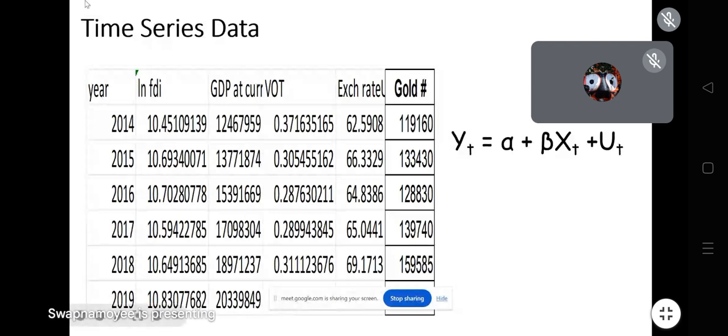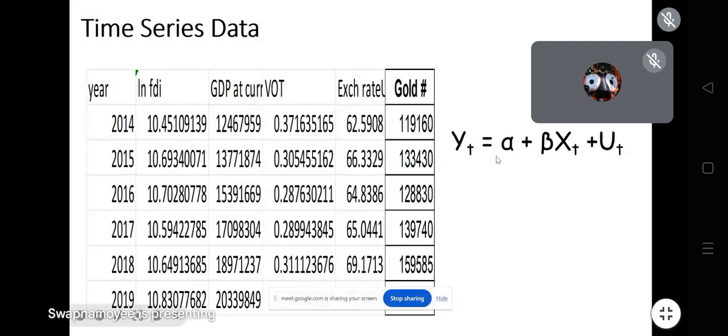As you can see in this table, I have the year, the data on log of foreign direct investment, GDP at the current price, then VOT is your volume of trade. So we have these different variables on which we have data, and obviously this time series data will be from secondary sources, while cross-section and pooled cross-section are primary surveys. This we can only calculate from different secondary sources. So you can see this is what is termed as time series data.